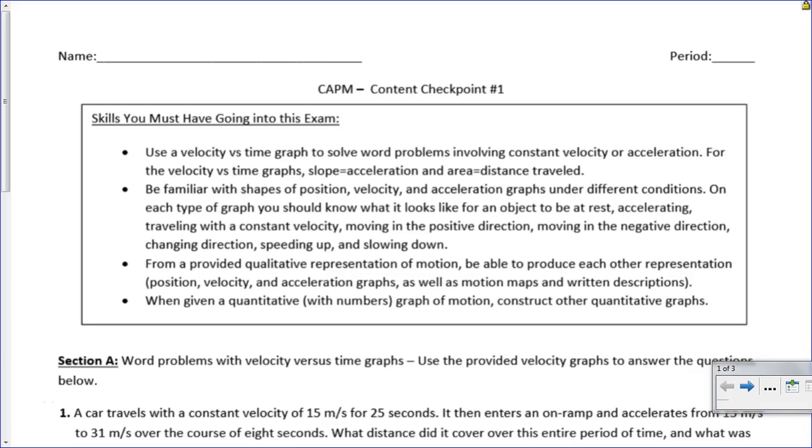Hello, this is a key to the content checkpoint for the constant acceleration particle model. The first thing I'll have you do is look over this list of skills that you should know going into this exam. Pause the video, look them through. As always, whenever I give you one of these content checkpoints, these skills are really telling you what to study and what to make sure that you're good at, because we'll be using these very frequently throughout this entire process. So these are the very basic skills that you have to have.